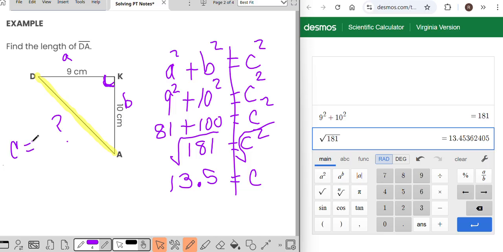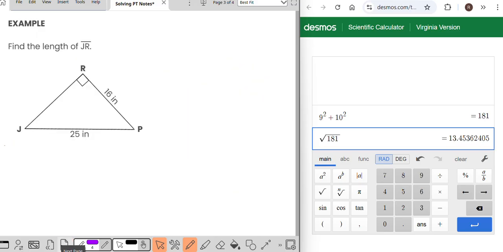If C equals 13.5, does that make sense? Because it has to be the longest. Well, A is 9 and B is 10, so C is a perfectly acceptable answer. Always have to check yourself.